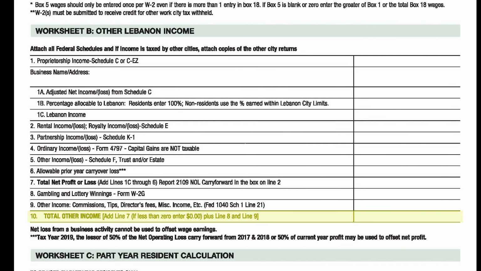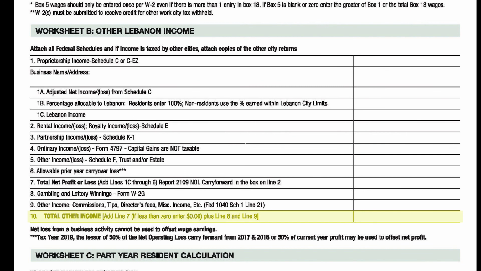If line 7 is negative, enter the sum of lines 8 and 9 on line 10 and carry that amount forward to line 2 on the front page of the tax return. Make sure you have entered the negative amount from line 7 in the box on line 2. If line 7 is positive, enter the sums of lines 7, 8, and 9 on line 10 and enter that amount on line 2 of the front page of the tax return.